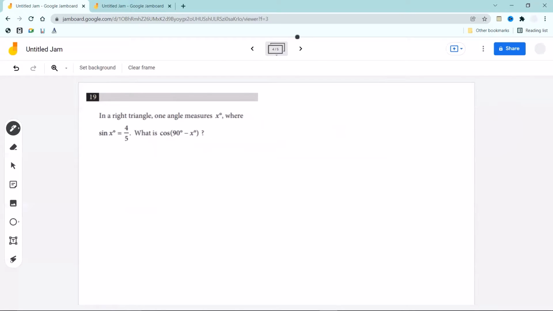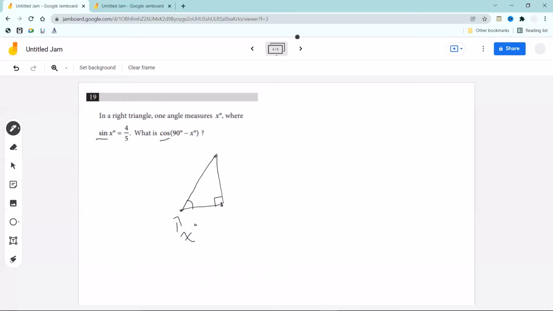Great. Number 19. Okay, so we're given a right triangle. It's a good idea, when these have things like sine and cosine in them, which are trigonometric terms, to draw the thing. When these problems are simple like this, when they're just asking for one thing, it's a good idea to draw it. So it says in a right triangle, we'll give that a 90-degree angle there. One angle is measured x degrees. Let's call this one x.